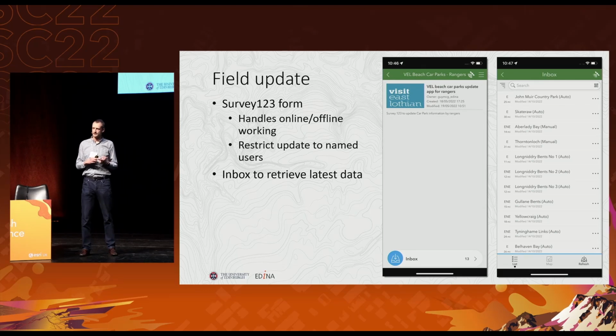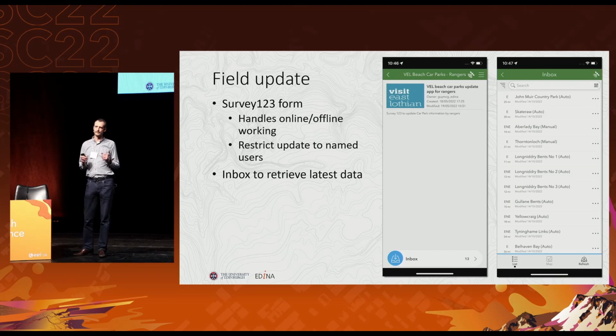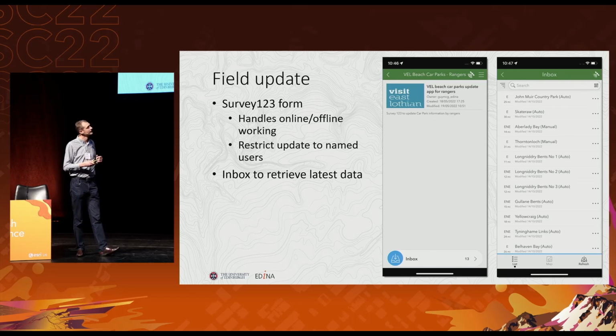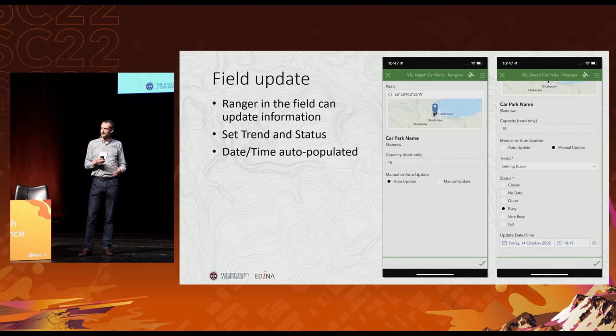Survey 123 also supports the same security and access controls as ArcGIS Online, which means that we can restrict who has access to the update functionality. So the form that we've developed uses the inbox functionality, which is built into Survey 123, which goes away and retrieves the current live data from the hosted feature layer in ArcGIS Online. So the user's presented here with a list of all the car parks, and they can choose which one they want to update.